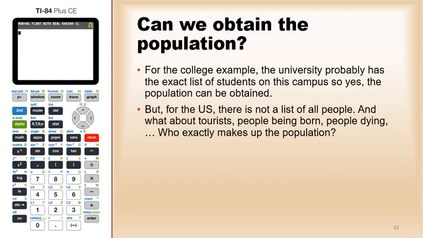For that college example, the university probably has the exact list of students on this campus. So yes, we can go ahead and figure out the population exactly. On the other hand, if you want to look at the entire United States, there is not a list of all the people. And what about a tourist? People being born, people dying, people leaving, people coming in. Who exactly makes up that population?